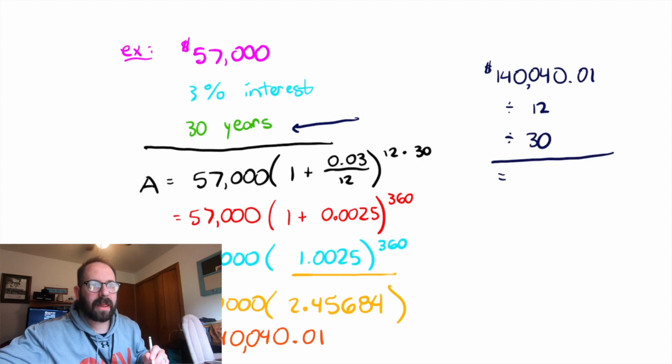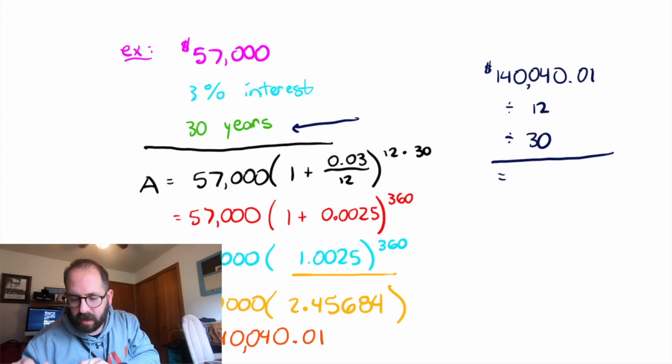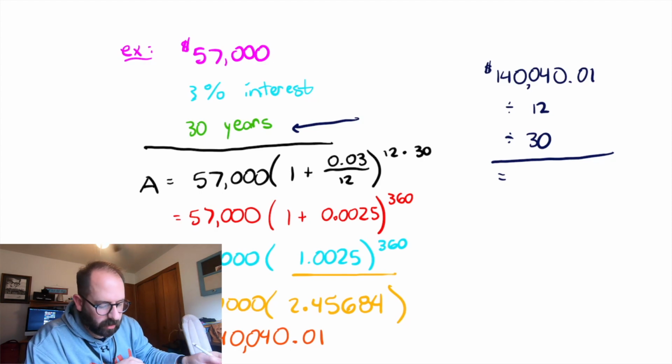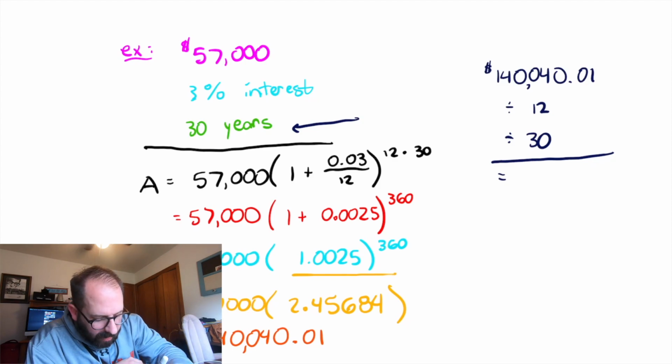I want to know exactly what I'm paying per month for 30 years. Okay? So 140,000 divided by 12 and divided by 30. And again, you're going to be close in the ballpark to mine because I had a bunch of decimals on my screen that I didn't clear out. I'm getting about $389 a month.